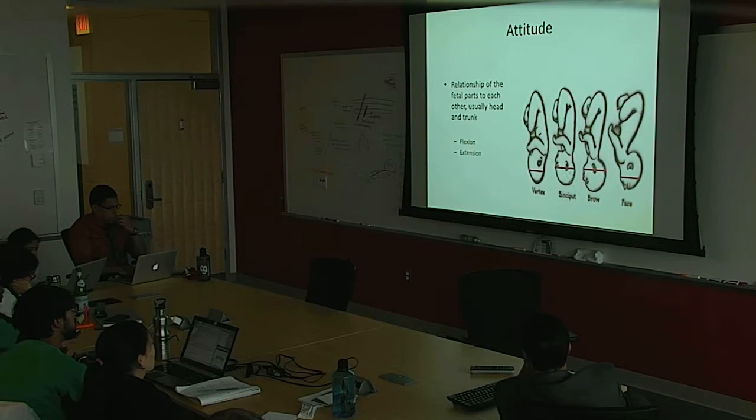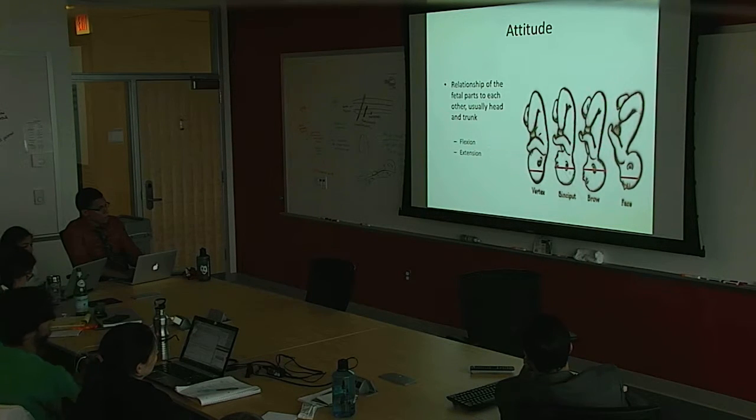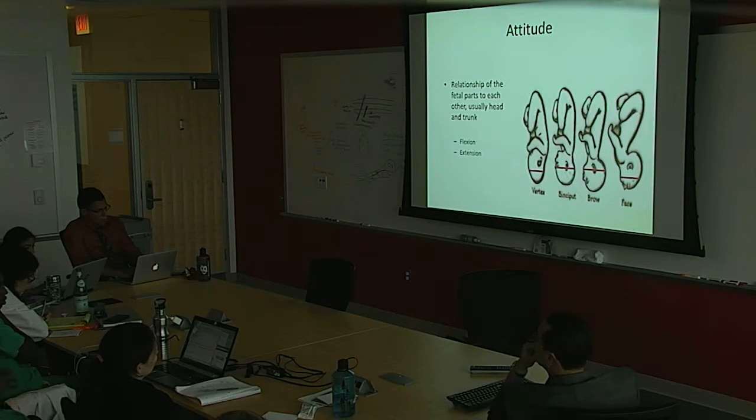Attitude is the relationship of the fetal parts to each other, usually head and trunk. So it can be flexion or extension. This is the head flexed. Then this is a little bit more extended. Then it's more extended, it's a brow presentation, we call it. And then it's very extended, and that's a face presentation. The optimum thing is to be very flexed. That's what will make this diameter the smallest, so that the baby can pass.